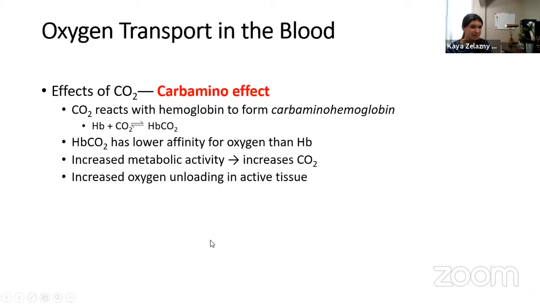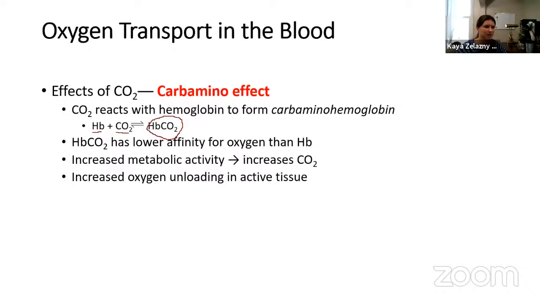Our next named effect is called the Carbamino Effect. So the Carbamino Effect is the effect of carbon dioxide on hemoglobin and its ability to carry oxygen. So we actually have an equation for this, by which I mean a chemical equation, right? So we're saying that hemoglobin and carbon dioxide together can form this molecule called carbaminohemoglobin.